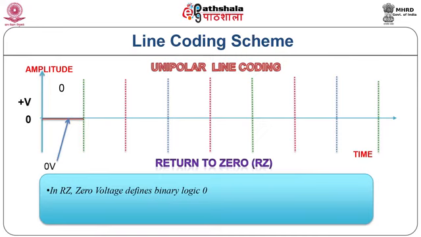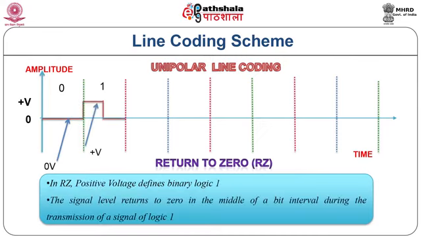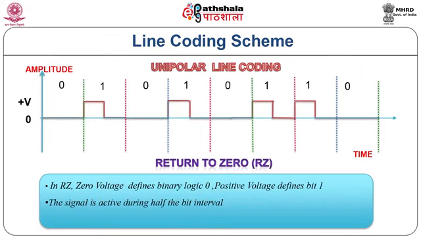As seen in the figure, binary logic 0 is represented by 0 level. Binary logic 1 is represented by positive voltage level and a transition to 0 at the middle point of the bit interval. Figure shows the representation of binary sequence 010, 10110 using unipolar RZ coding scheme. In RZ coding, since the level of the signal pulse makes transition to 0 in the middle of the bit interval, the signal is active during half of the bit interval.